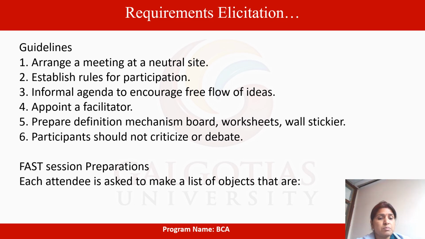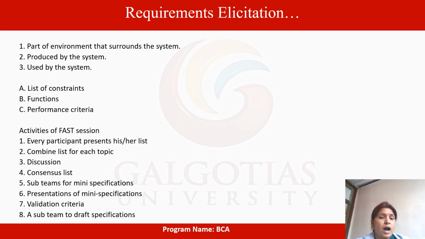So in a FAST session, each attendee is asked to make a list of the objects that are part of the environment that surrounds the system, produced by the system, used by the system, and a list of constraints, functions and performance criteria. Every participant presents his or her list, then combined list, discussion, consensus list, sub-team of mini specification, presentation of mini specification, validation criteria, and a sub-team to draft specifications.